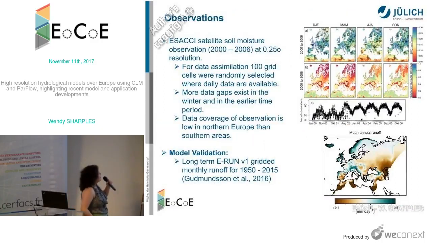So a little bit more about the observational data set. For assimilating the data, we use 100 grid cells, which are randomly selected where daily data are available. There are more data gaps in the winter because of cloud cover and in the earlier time period. And the data coverage of observation is low in Northern Europe compared to southern areas.